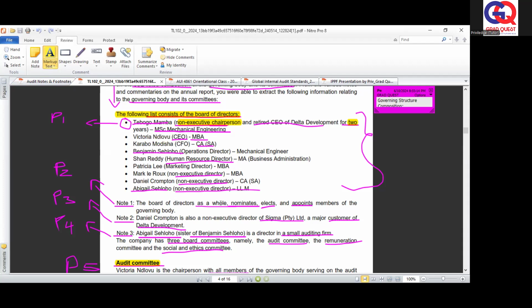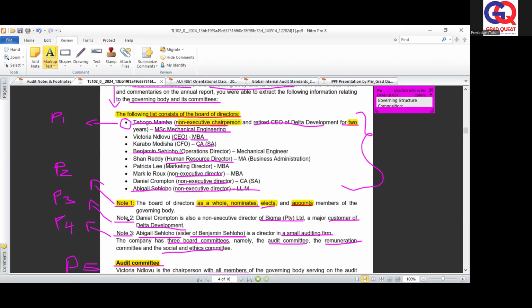So the board of directors as a whole, what do they do? They nominate, they elect, and they appoint members of the governing body. We have a problem there. It's not all the members of the governing body that have to play the responsibility to nominate, elect, and appoint. It's not all of them. That's why there's what we call a nominations committee. So we have a problem. This is a problem area to note.